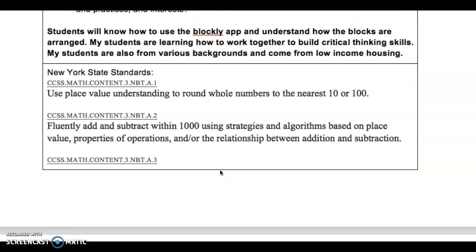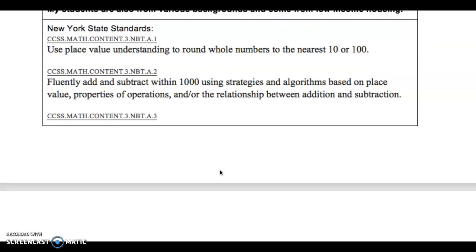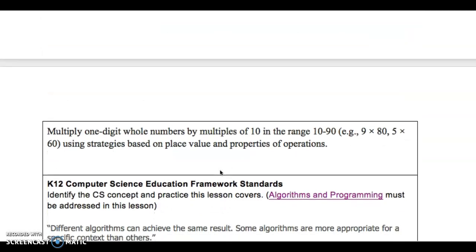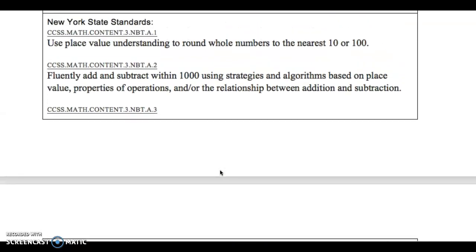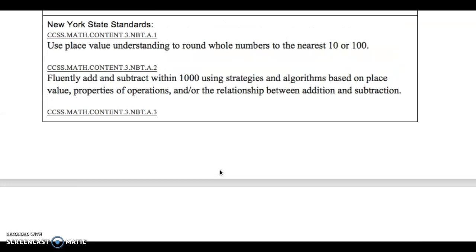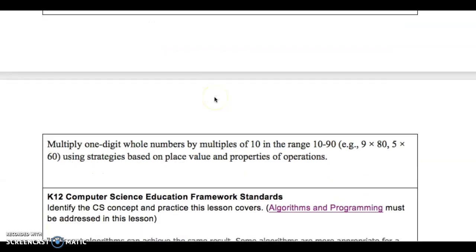I have 3 Common Core standards for math that they're going to do. I did all of the numbers in base 10. So, use place values to round numbers to the nearest 10 or 100. They're going to be able to fluently add and subtract within 1,000 using their strategies. And they're going to multiply 1-digit whole numbers by multiples of 10, using their strategies as well. All of the math problems that they will be solving are strictly due to these 3 Common Core standards.